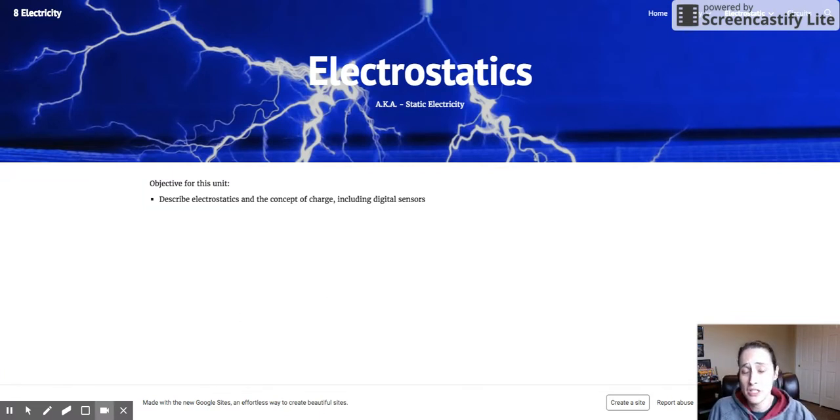So we need to be able to describe electrostatics, which is static electricity. We need to understand the concept of charge, and you need to know how digital sensors work. And a digital sensor is basically anything with a touch screen, like a tablet, and even digital cameras. So just like before, we have our essential questions, our resources, and our labs and activities. Let's start with essential questions.